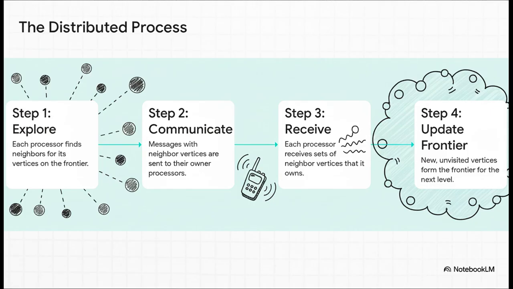Okay, so here's how the team stays in sync. Each processor works on its own little part of the frontier. When it finds a new, unexplored neighbor, it sends a message, like a little walkie-talkie update, over to whichever processor is in charge of that new spot. That processor then adds the new location to its to-do list for the next big push. It's this constant communication that keeps the whole thing moving forward together.